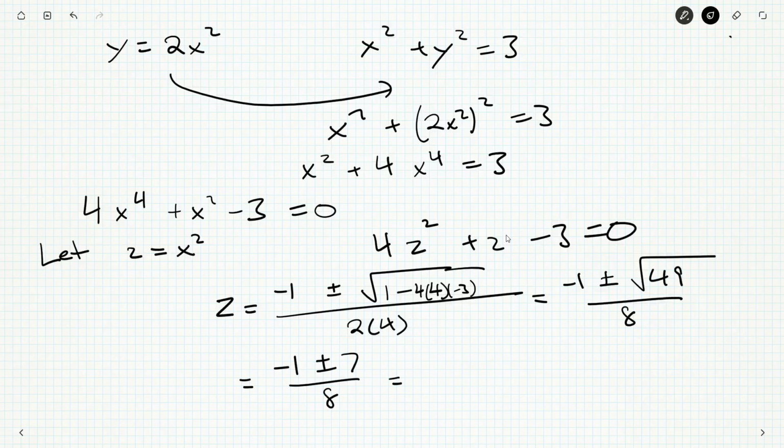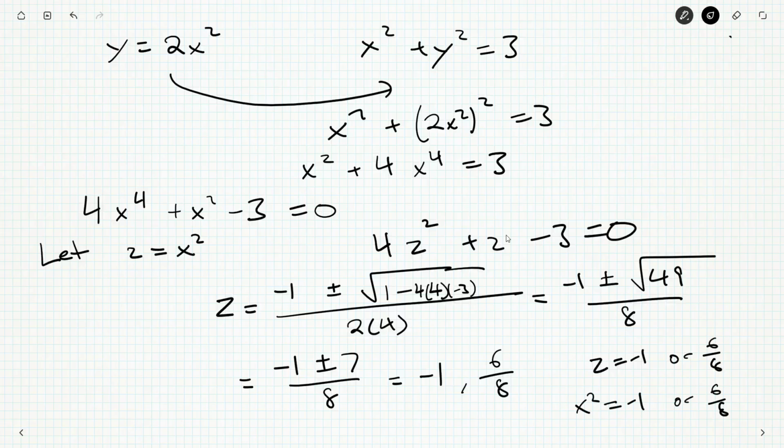Negative 1 minus 7 is negative 8 over 8, which is negative 1. And the other one, we get 6 over 8. So that's our z here. So z is either negative 1 or 6 over 8. But z is x squared, so x squared is either negative 1 or 6 over 8. Now we can just square root both sides and solve for x. But x squared being equal to negative 1, you will never ever have a square be a negative number. So we'll only have x squared is 6 over 8.